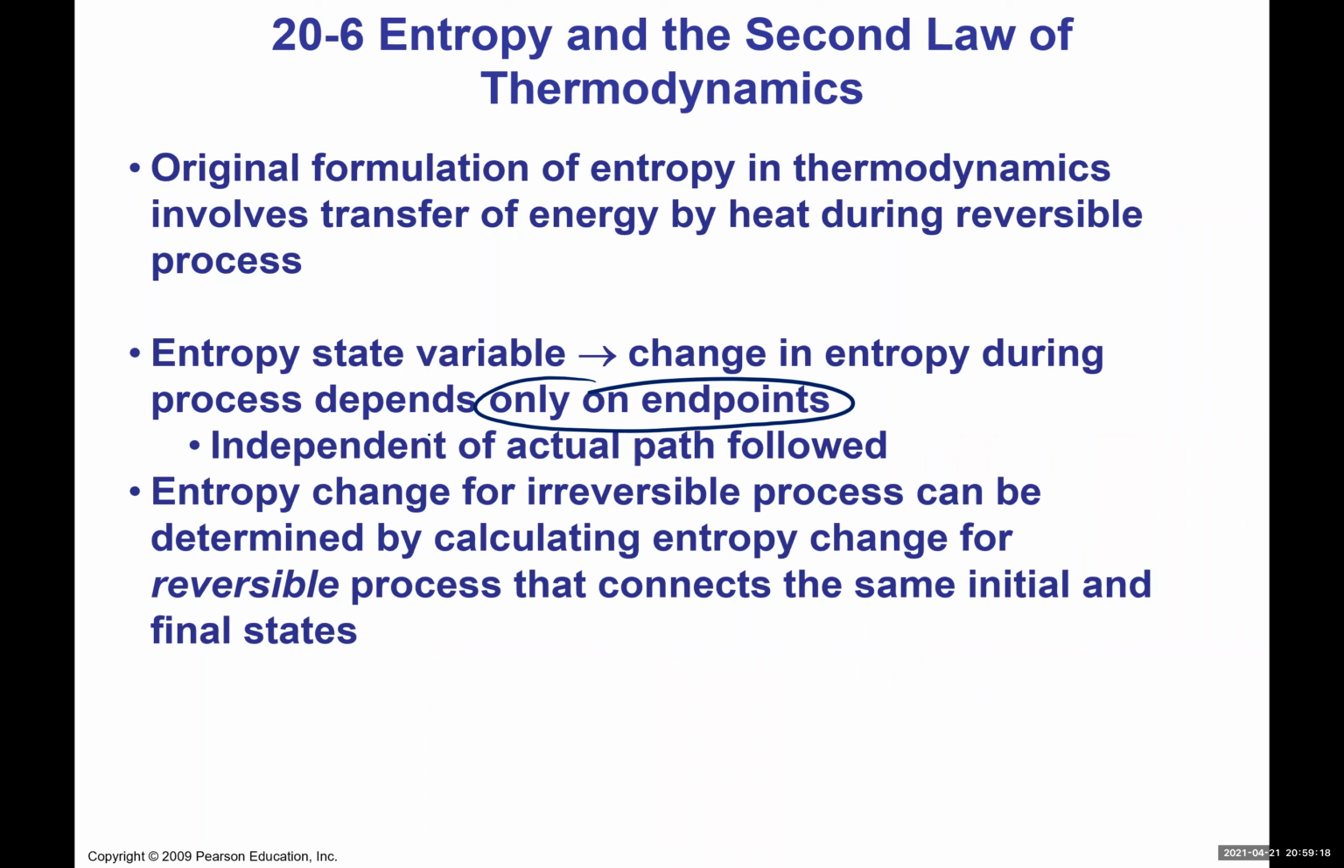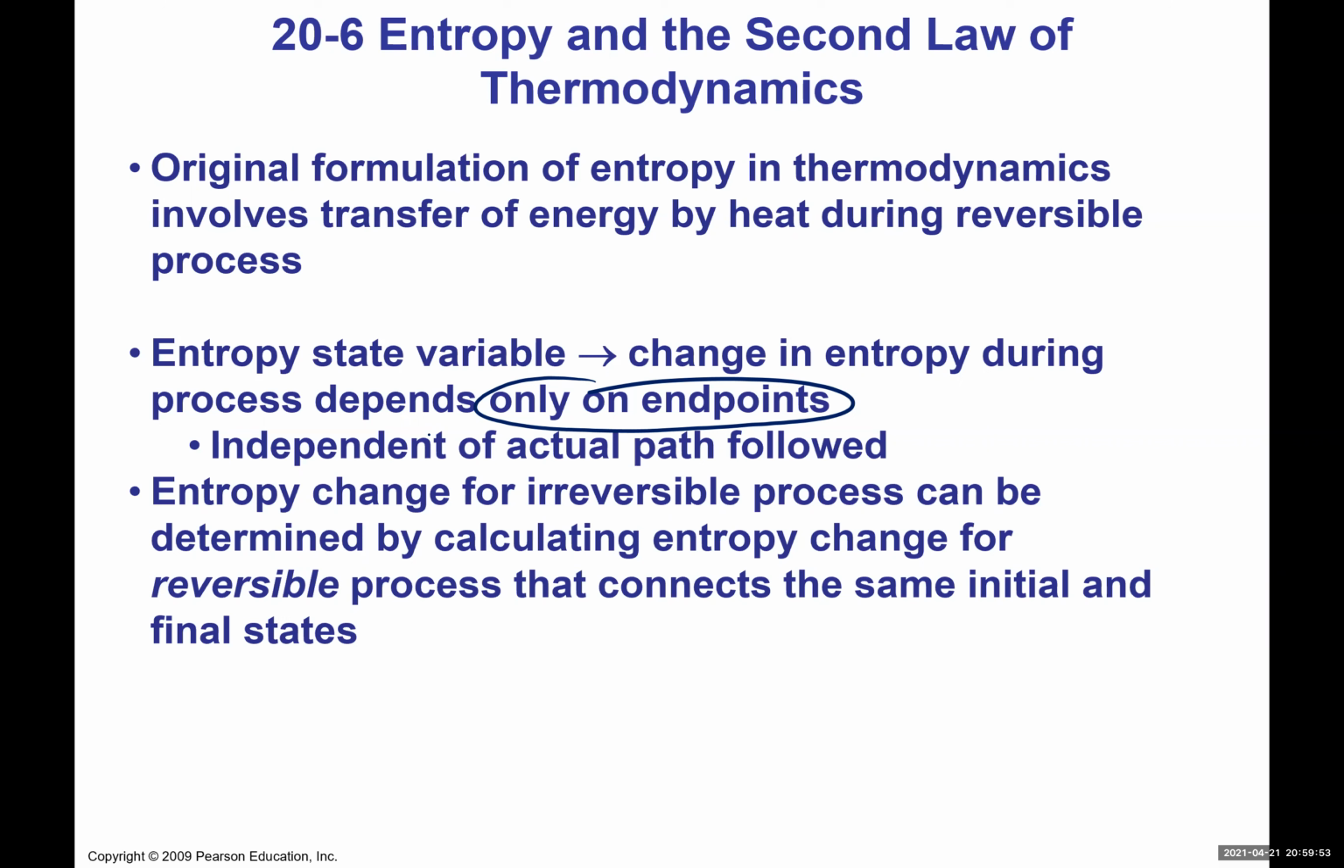Okay. So entropy change for an irreversible process can be determined by calculating the entropy change for a reversible process that connects the same initial and final states. Even though there is no such thing as a truly reversible process, and all real processes are irreversible, we can still use reversible processes to do calculations, for example for entropy. Why? Because the end result is exactly the same, regardless of what path we're taking.